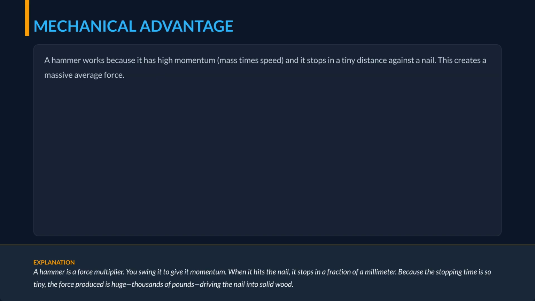A hammer provides a mechanical advantage. By swinging the hammer, you give it momentum. When it stops abruptly against a nail, the tiny stopping distance creates a massive average force.